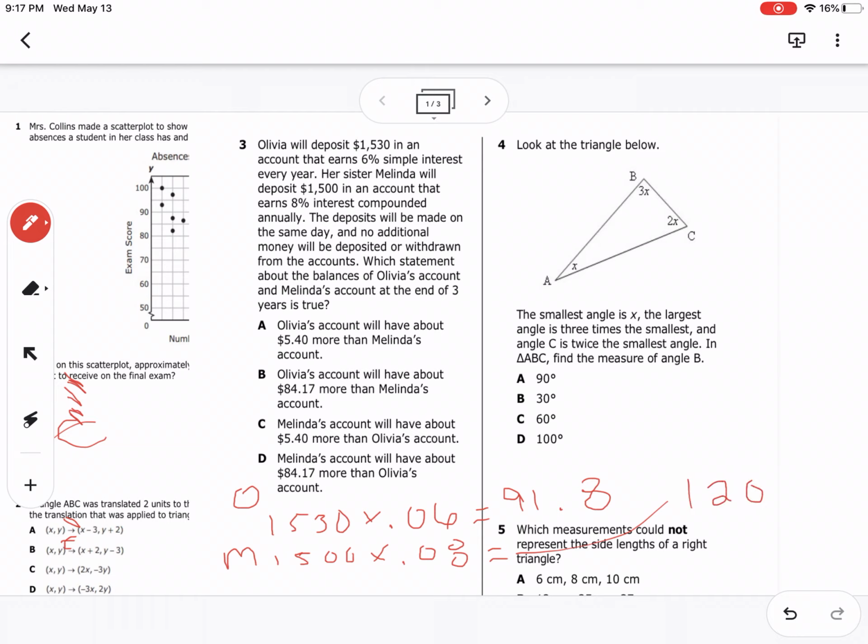Now we have to multiply these by 3 because remember, it's at the end of 3 years. So we multiply both of these by 3. Starting with Olivia's, 91.8 times 3 is 275.4. Okay, and then Melinda's: 120 times 3 is 360.